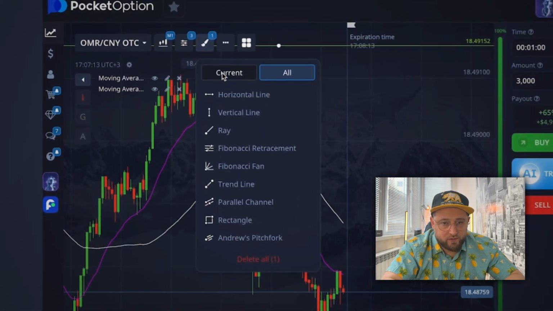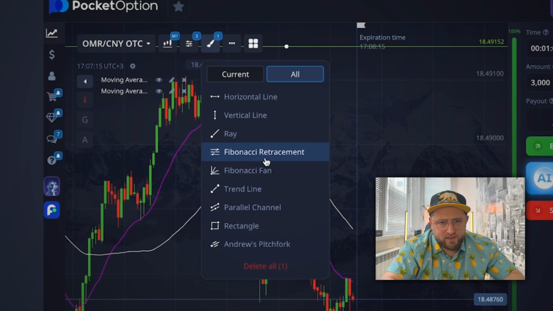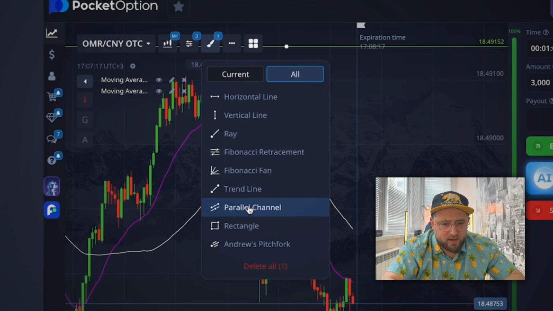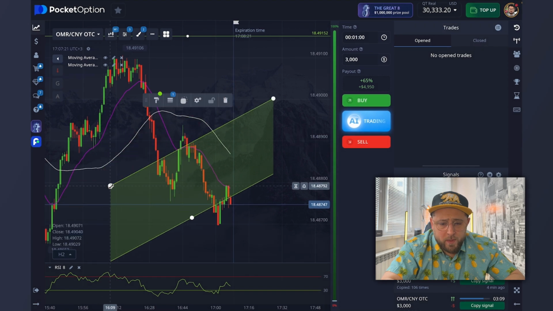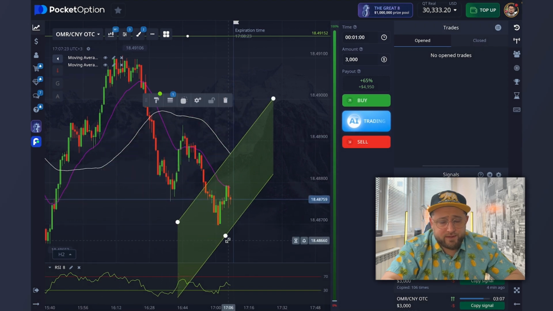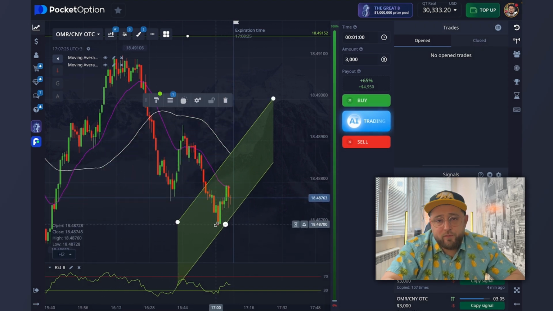Okay, and also I will draw a basic price channel using a parallel channel. And it's enough. This is the structure that will be comfortable for me to make 10 trades today.